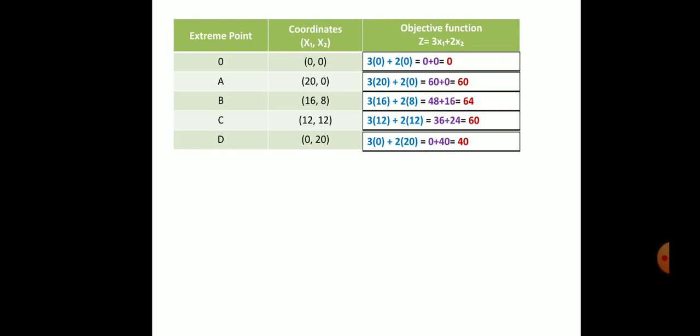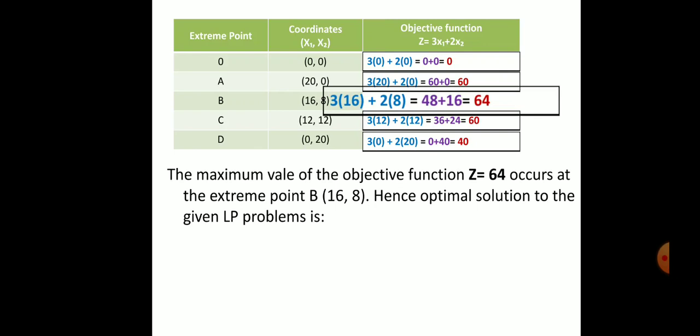Compared to all, which is the maximum? 64 is the maximum, so at point B. If you produce 16 units of x1 and 8 units of x2, you will get 64 rupees as a profit. So that we have to choose. That is the main solution. Using that formula we have found the values. So the maximum value of objective function z equal to 64 occurs at the extreme point B, 16 and 8.